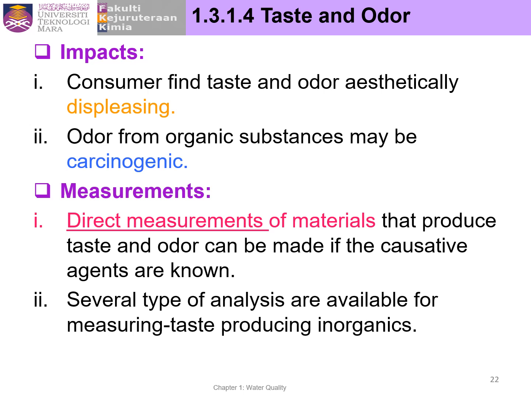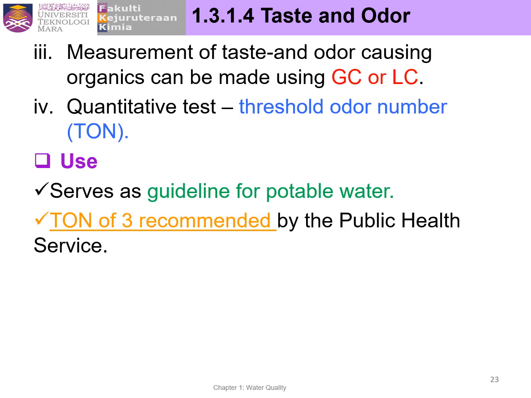But we have specific equipment to do the odor test, for example measurement using GC and also LC. GC, for example, is gas chromatography. What is the unit for taste and odor? We have the TON, threshold odor number. What is recommended by the Public Health Service? Make sure it cannot exceed 3. This is the number or the standard set by the government, serving as a guideline for potable water.